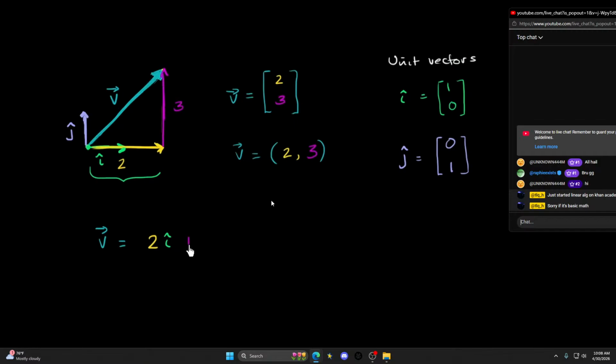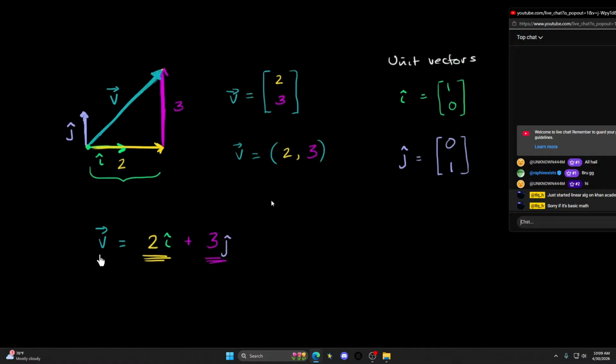So plus 3 times j. Let me write it like this. Let me get the color. 3 times j, once again, is going to be this vector right over here. And if you add this yellow vector right over here to the magenta vector, notice we're putting the tail of the magenta vector at the head of the yellow vector. And if you start at the tail of the yellow vector and you go all the way to the head of the magenta vector, you have now constructed vector v.